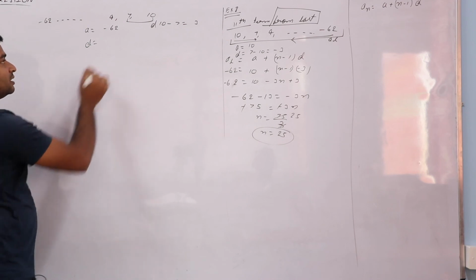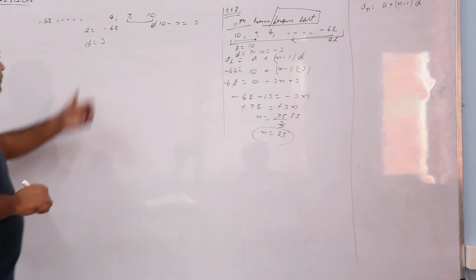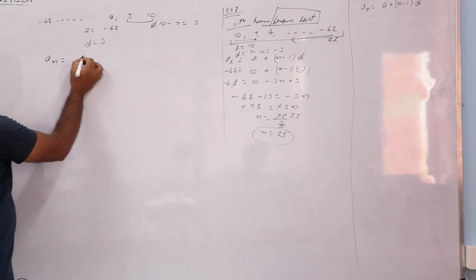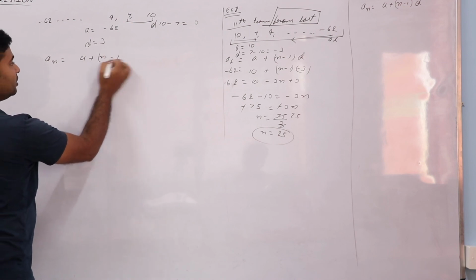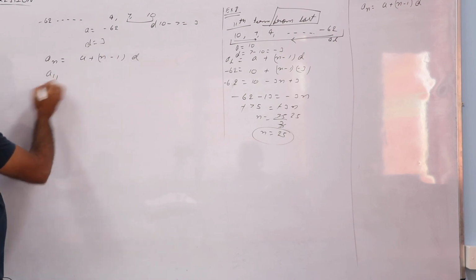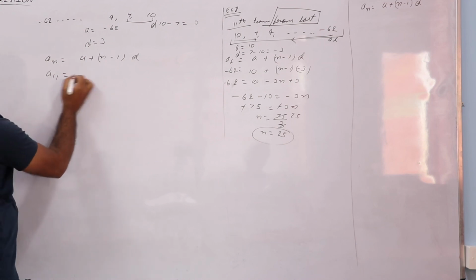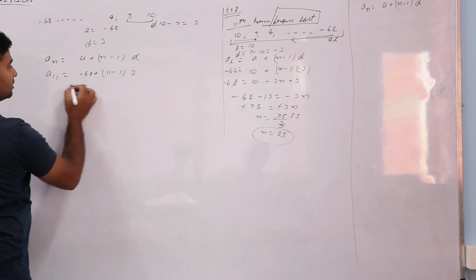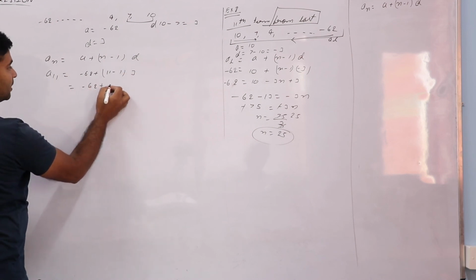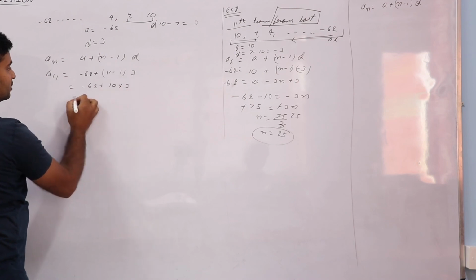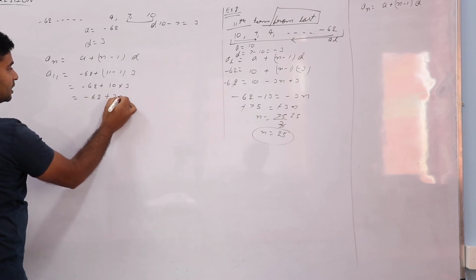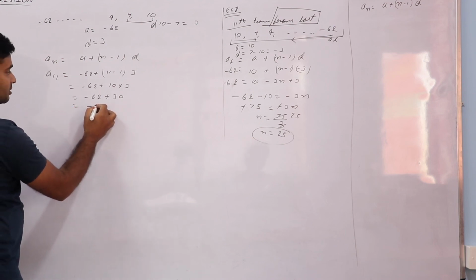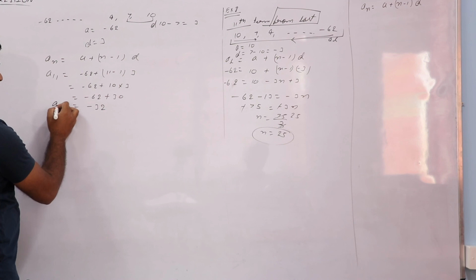Now the question is asking, we get d is equal to 3. Now apply the formula: a_n is equal to a plus (n minus 1) into d. So a11 you should find. a11 is equal to minus 62 plus (11 minus 1) into 3, so minus 62 plus 10 into 3, so minus 62 plus 30. How much does it become? Minus 32. This is a11.